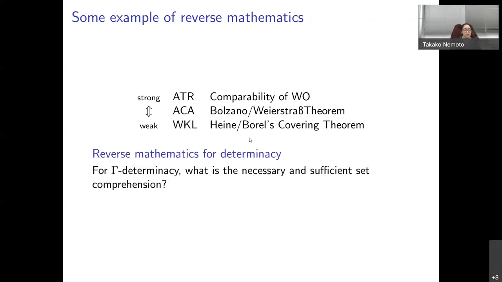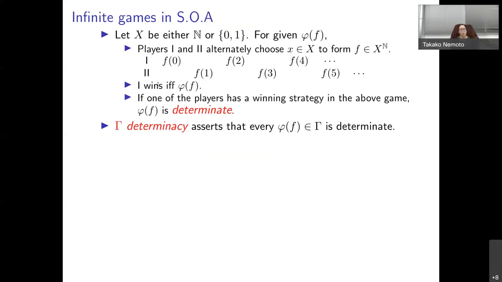And what is the question for determinacy in reverse mathematics? Determinacy is classified like gamma determinacy using the classification of games. Then we can define gamma determinacy. For that, what are the necessary and sufficient set comprehension axioms? That is the question. So let's formalize infinite games in our language.